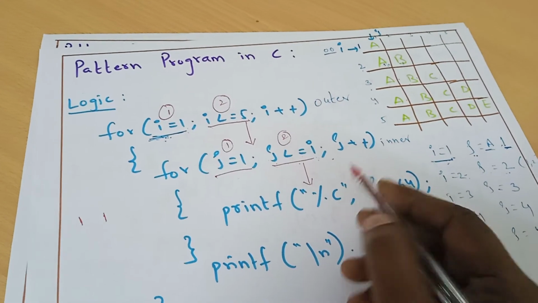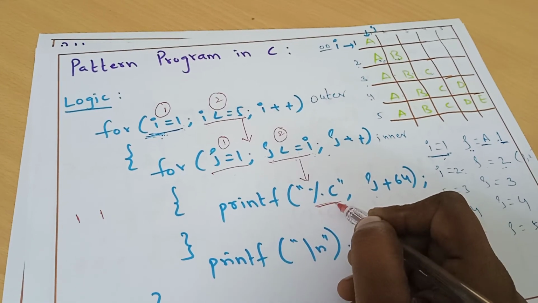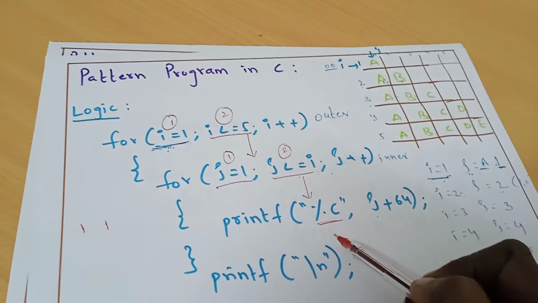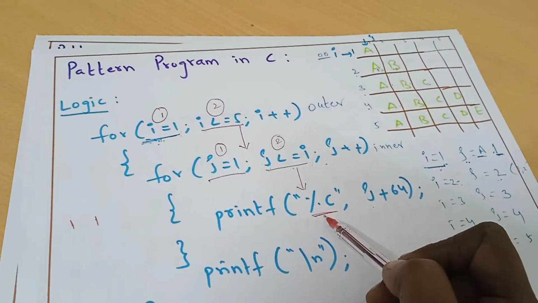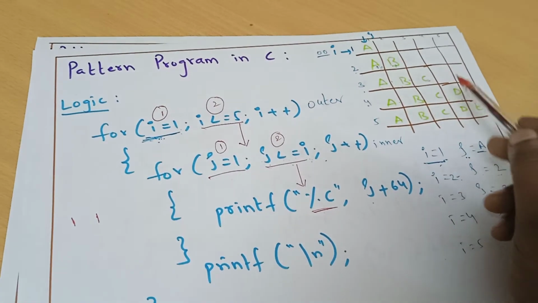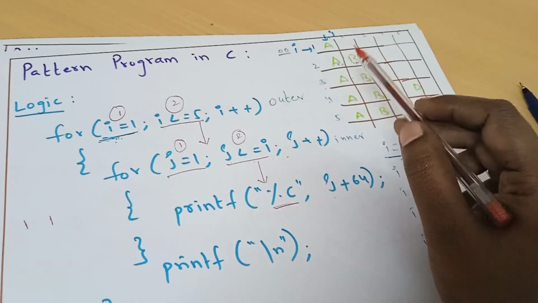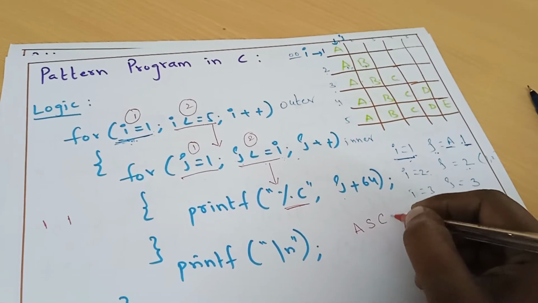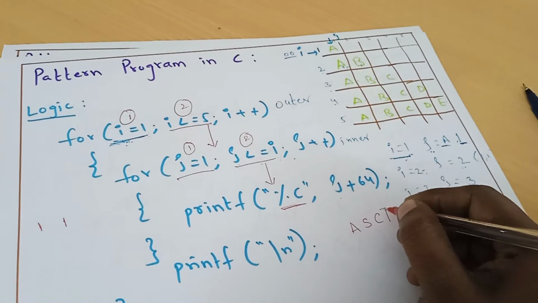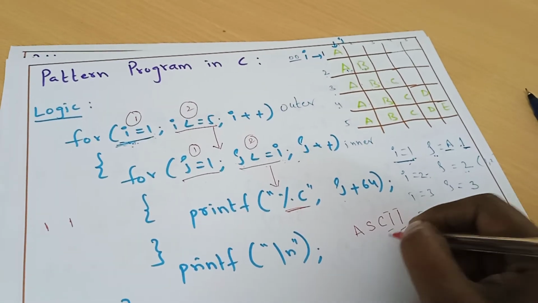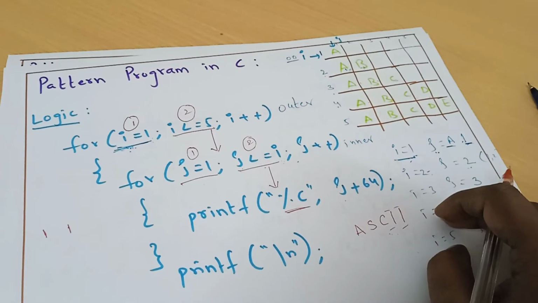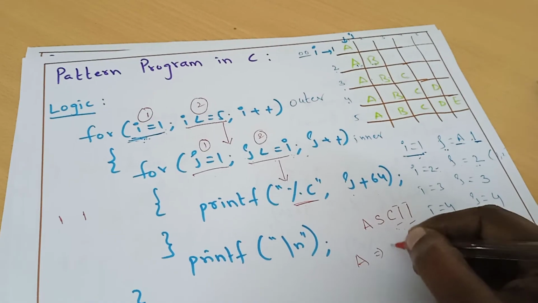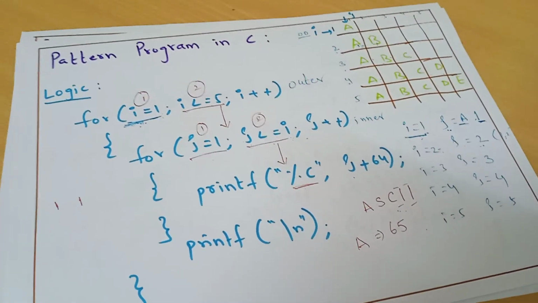Now what is there here? %c. What do you mean by this? %c means we have to print a character. What character? These are not numbers, these are characters. So we already know about ASCII. What is ASCII? American Standard Code for Information Interchange. ASCII has given some values to the alphabets, right? So according to this, capital A value is what? 65.